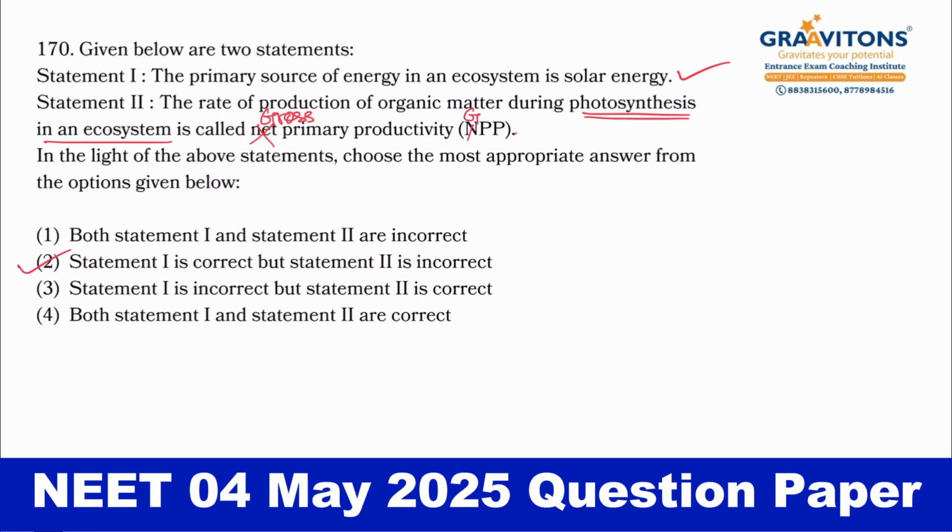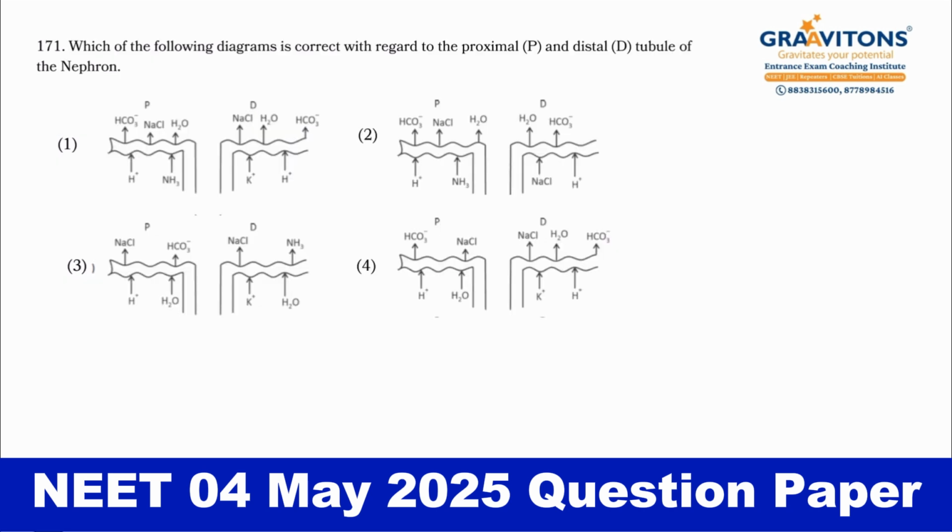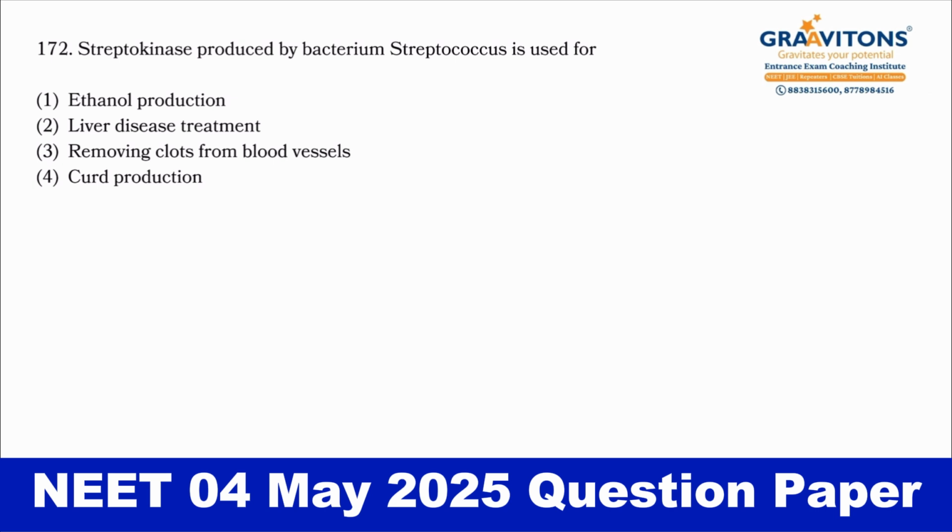And coming to the point, this question is mentioned in our Gravitons book in level 1 concept 2 as 40th question in our material. Alright, next one, question number 171. Which of the following is correct with regard to the proximal and distal tubule of the nephron? So when we analyze the diagrams, the arrow marks and the movement of reabsorption and secretions are correctly given in option 1.